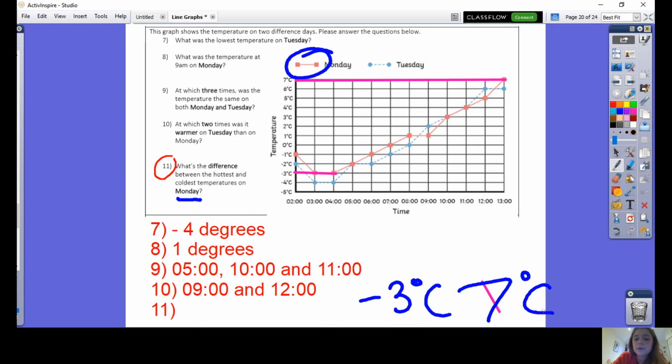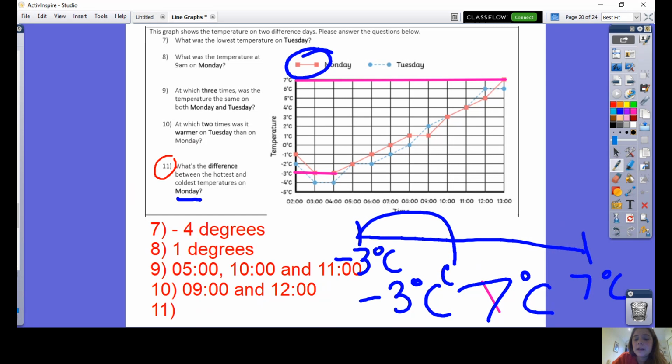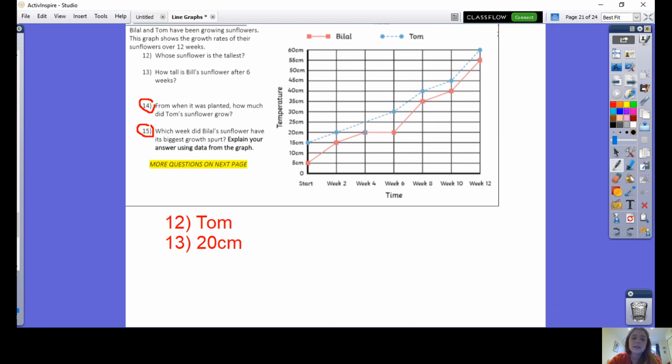Okay, so I'm looking for the difference between -3 and 7. -3 is here, 7 is here. To work that out, I'll jump up to 0 by adding 3. And then to get to 7, I add 7. In total, then the difference is 10 degrees. That's our total difference. Make sure all of those are marked before the next group of questions.